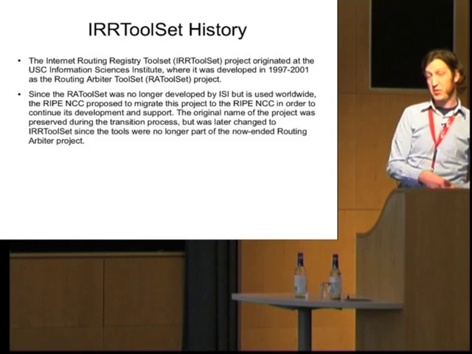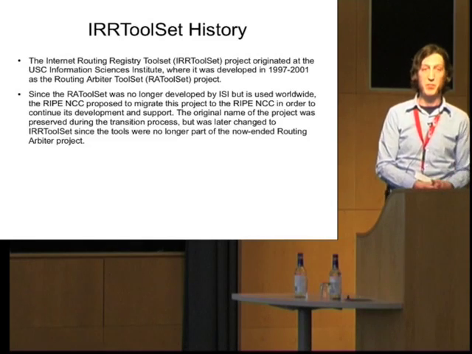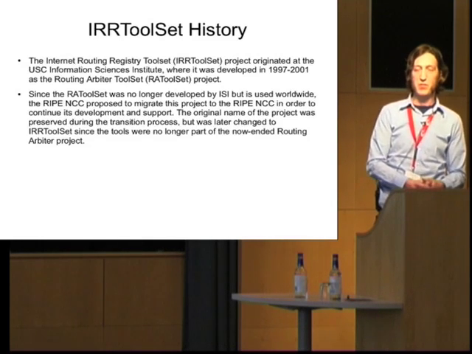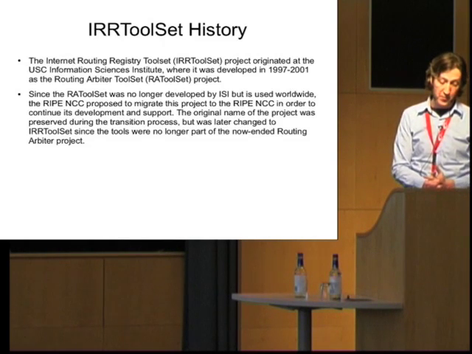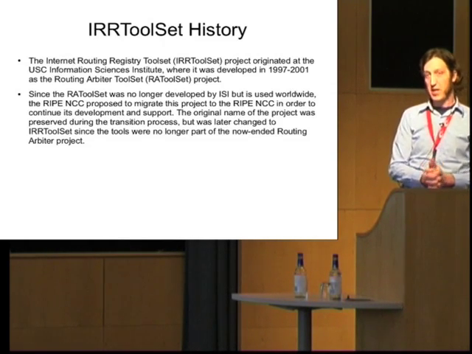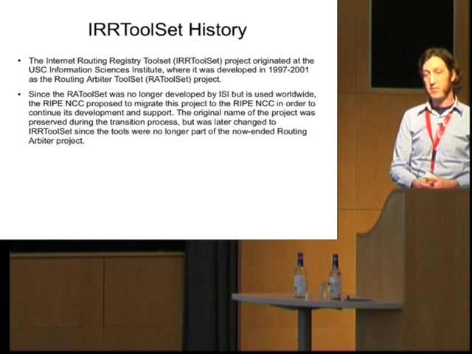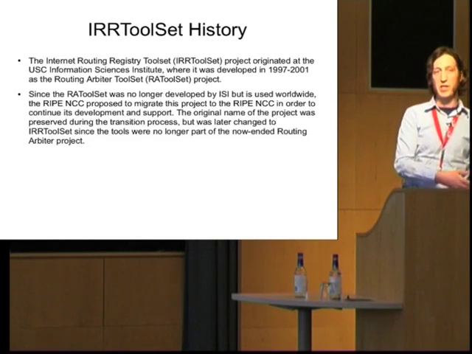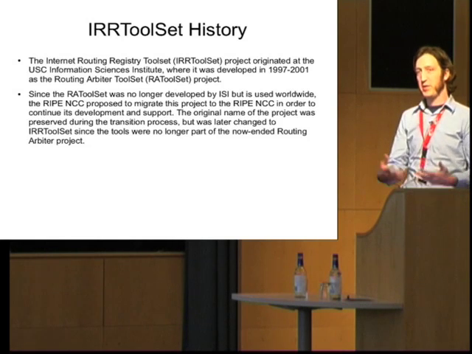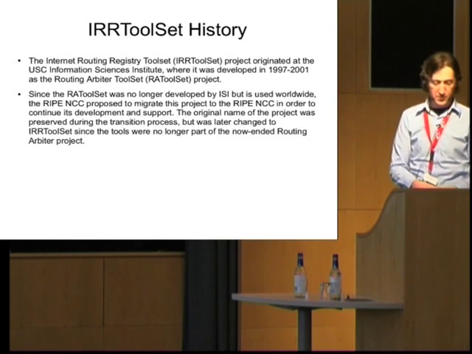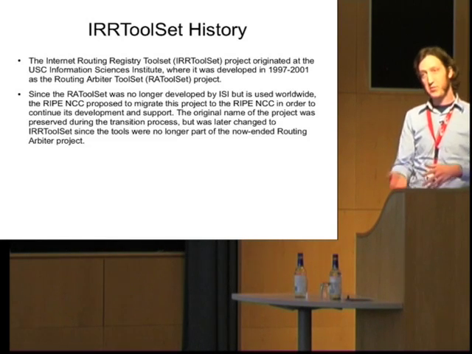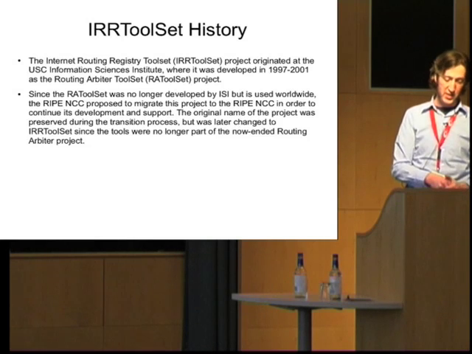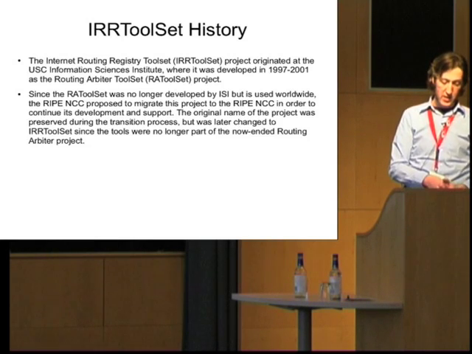And since it was funded as a kind of research project, when the funding ended and the people involved got their degrees and went on to real jobs, the software kind of got abandoned. But the RIPE NCC, as one of the people running a routing registry, found it interesting to take over the maintenance of this. And the community said, look, we use this software, it's useful to us. So they went ahead and took over the project, renamed it from IRRToolSet to IRRToolSet, and that was it.